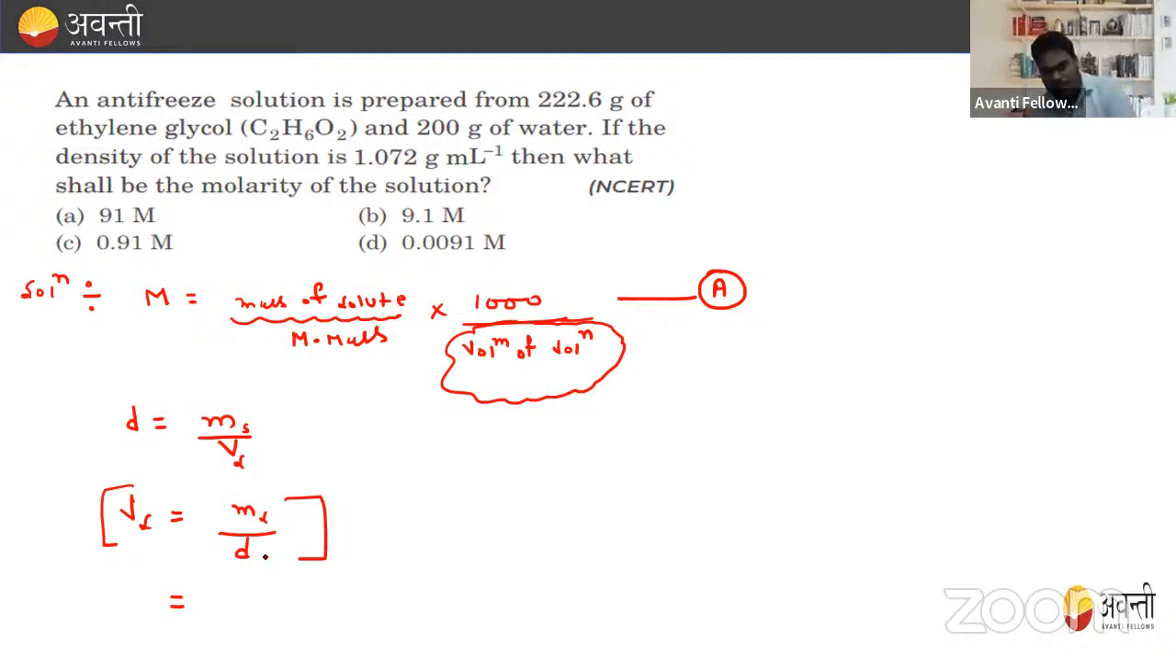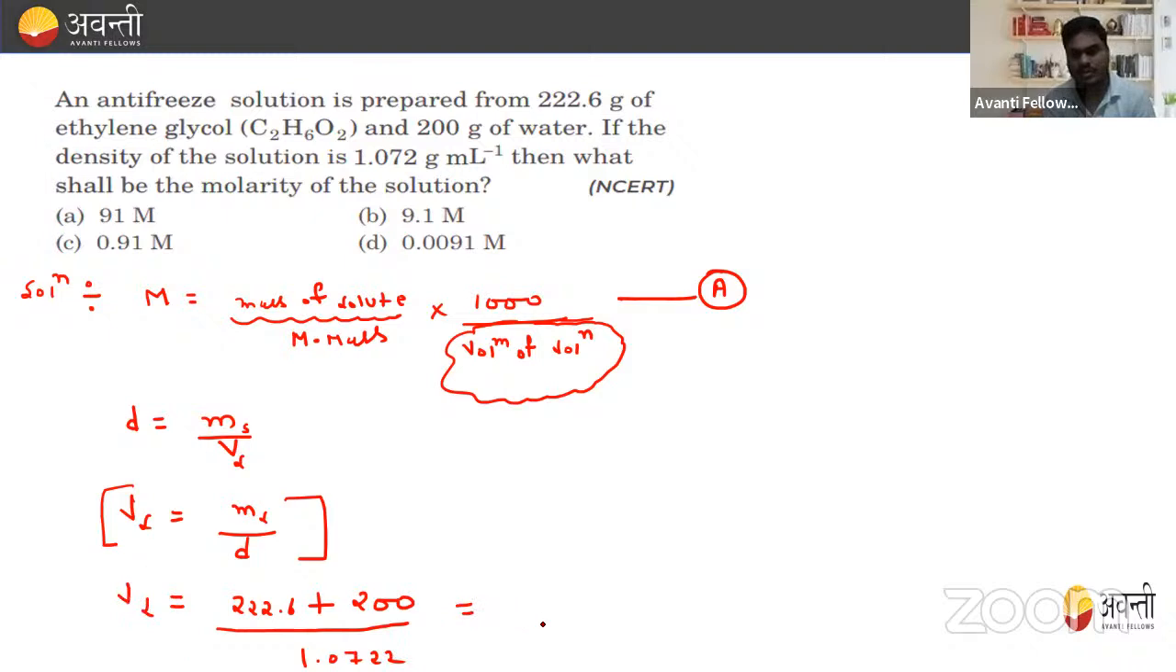So can we calculate MS? Yes, we can definitely calculate MS, right? So what is MS, beta? MS comes out to be 222.6 plus 200. This is the mass of the solution. And what is density? It is given 1.072.